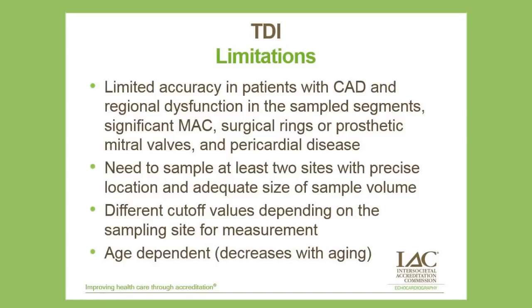However, there are some limitations. You have to be careful what you're sampling. If you have a patient with coronary artery disease or regional dysfunction, if they have mitral annular calcification, surgical rings or prosthetic mitral valves, and also pericardial disease, this provides some challenges. You do need to sample at least 2 sites with precise location and adequate size of sample volume. We'll talk about that in just a slide or two.